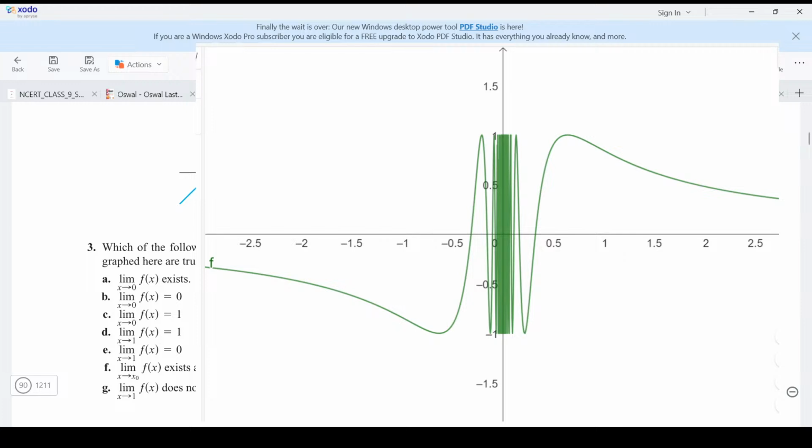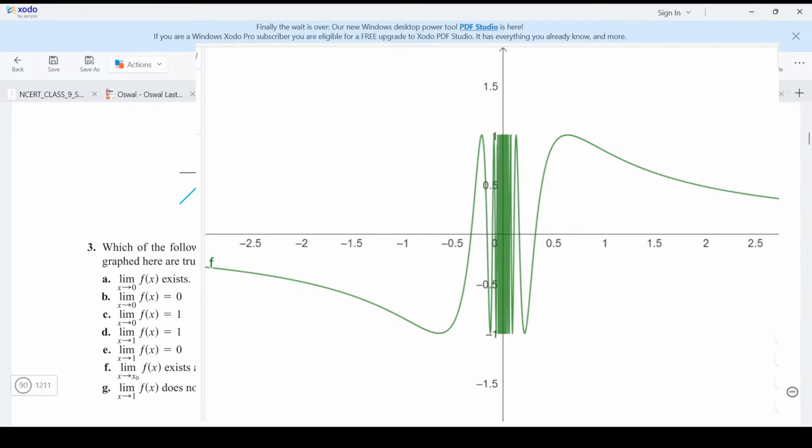When x tends to 5, what is the limit? 1. X tends to minus 10? Minus 1. Excellent. Now what about this one? Limit x tends to 1, 1 by x minus 1.